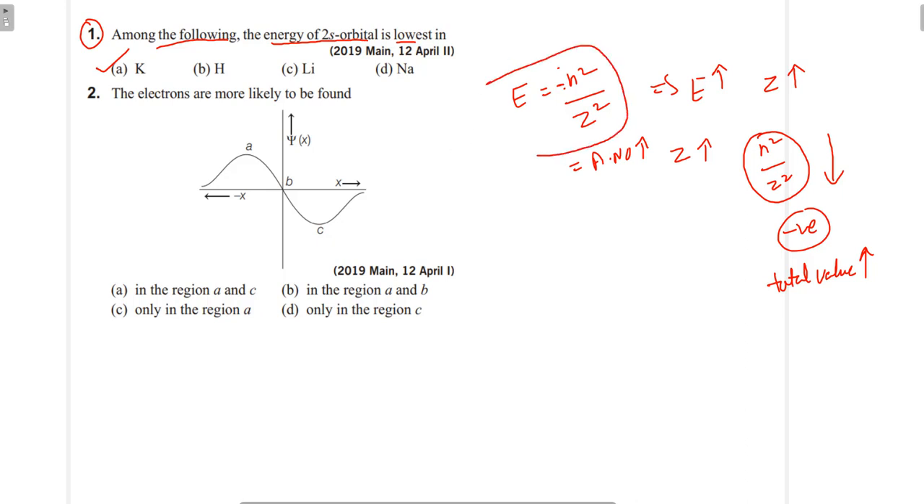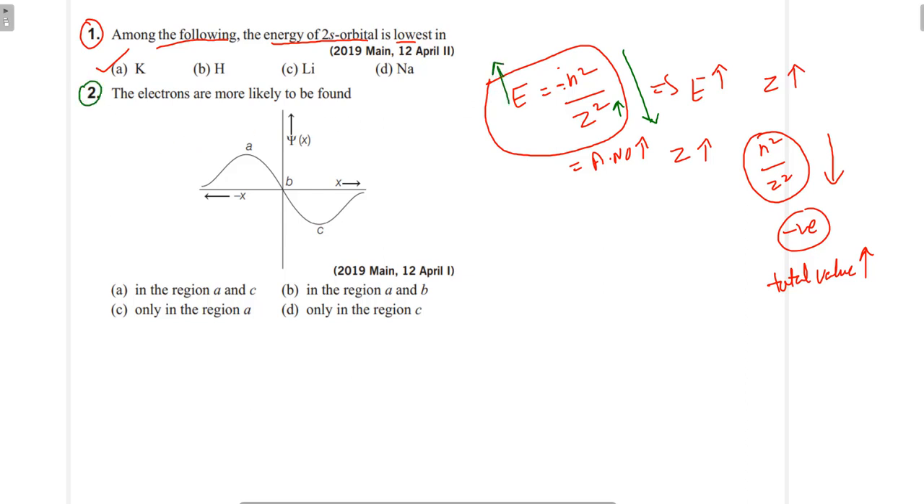Just from this formula you can get it. E equals minus n square by z square. When z is increasing, this total value will be decreased. The total negative value decreasing means E will be increased.